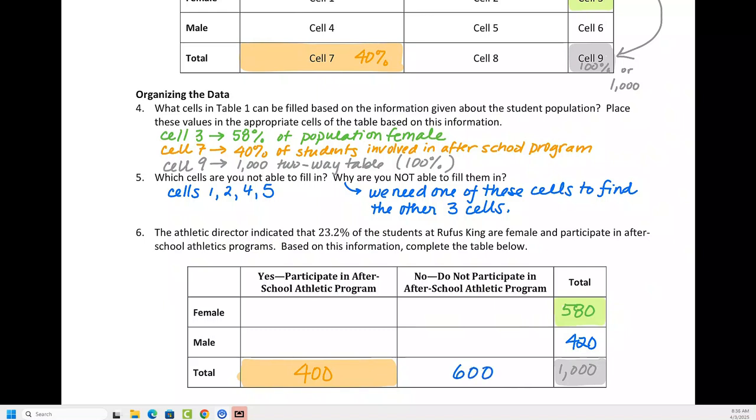So we said we could fill in all those cells and that we needed one more piece of information, which they gave us this time. The athletic director indicated that 23% of the students at Rufus King High School are female and participate in an after-school athletics program. So it's got to be in the female row, and it has to be in the yes column, so that's going to be this column right here, isn't it? Or this cell 1. So this is 0.232, isn't it? And multiplying that by 1,000 is 232.